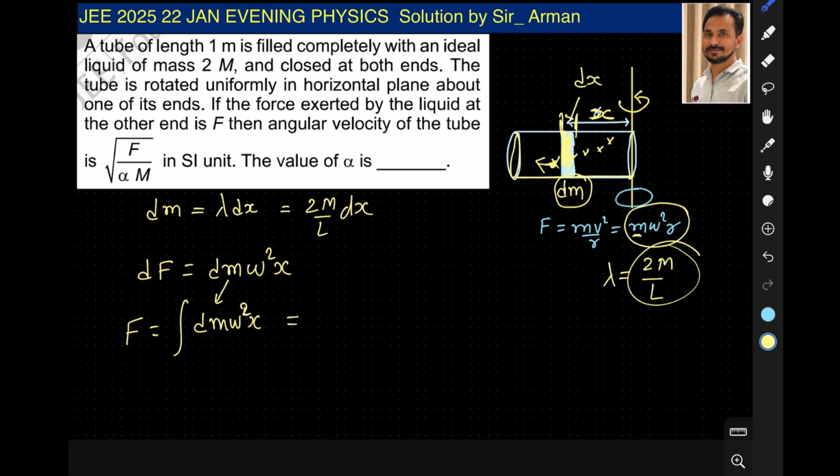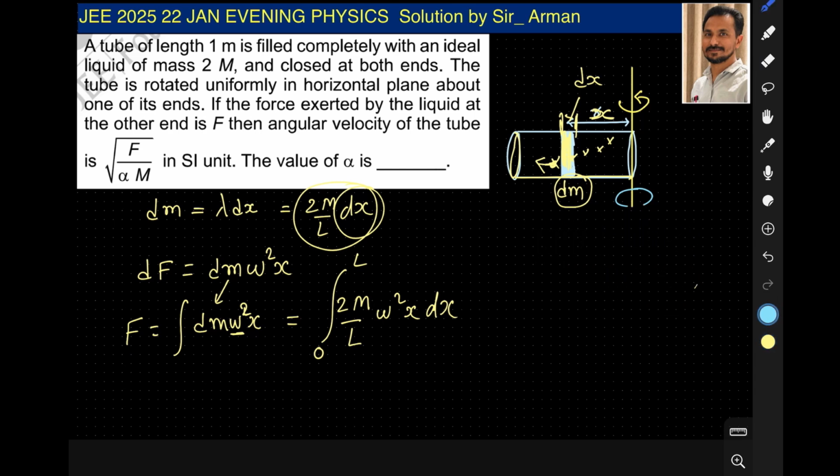मैंने इसको यहाँ रखा हूँ. अभी dm की वैल्यू पुट कर देते हैं, तो dm की जो वैल्यू है वो है 2m बाई l. फिर हमारे पास है ω² x, और यहाँ और एक टर्म थी dx. तो अभी हमें इसको इंटीग्रेट करना है, इसकी जो लेंथ है वो हमें 1 मीटर दी है, राइट. तो पहले हम इसको 0 टू l तक इंटीग्रेट करेंगे, राइट.